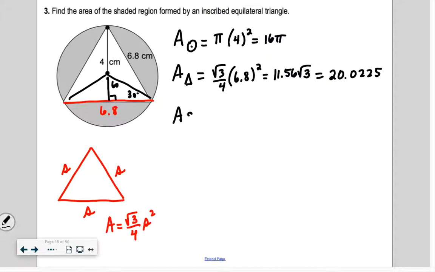So the area that's shaded is going to be the 16 pi minus that 20.0225. Okay, which is going to be around 30.243 centimeters squared. Is this making sense so far? Yeah, so just find the area of the outer, subtract out the area of the white part, and you get the area of the shaded region.